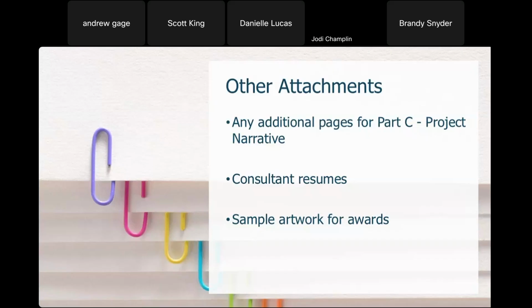All right, I'm going to move on here. The attachment section is not an official part of the application, but it covers any additional information that you might need to include, such as extra pages for the project narrative, consultant resumes for training, or sample artwork for awards.